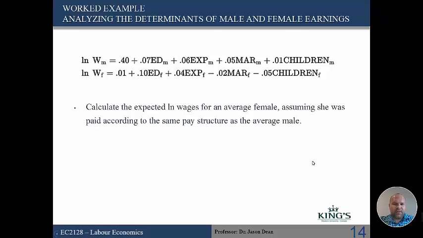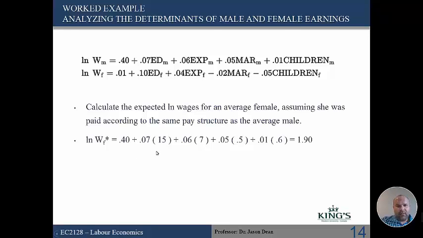Now calculate the expected ln wages for an average female, assuming she was paid according to the same pay structure as the average male. Okay, if we do that, we get 1.90. So here we're using the coefficients for males, but then we're actually going to plug in the values for women. Remember, it was 15 for schooling and 7 for experience, and then for both it was 0.5 and 0.6. So if the female was getting the same returns, or coefficients, as the males, she would get 1.90.